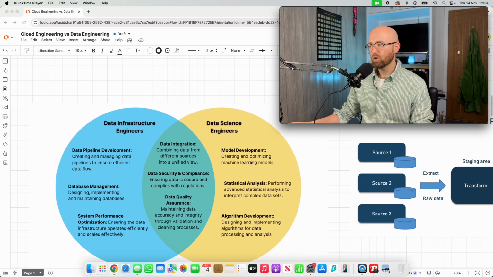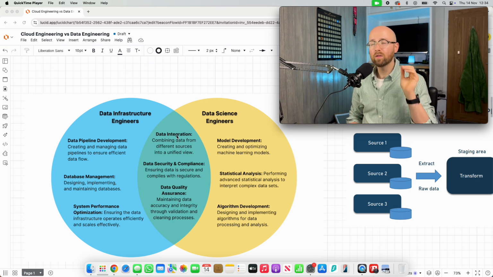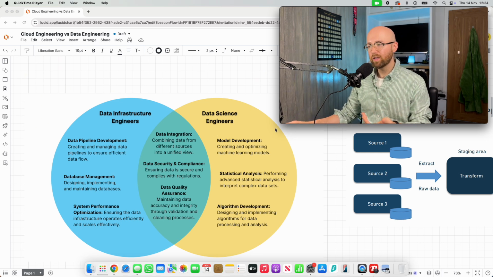A data engineer, on the other hand, don't get them confused with data scientists. Different roles, although data engineer, kind of like cloud engineer, is not an industry term which is recognized to have a single definition. It can mean a bunch of stuff. And sometimes data engineers do the work of data scientists too. You can see there's an overlap here. But generally, what data engineers do is data pipeline development: create and maintain data pipelines. That's like our end-to-end project tutorial that you can see on the channel, which is essentially creating a data pipeline with a visualization at the end. Then database management and system performance optimization, so ensuring the data infrastructure operates efficiently and scales effectively.